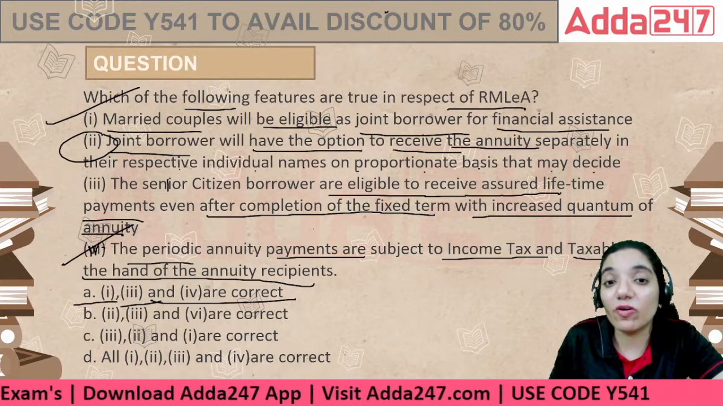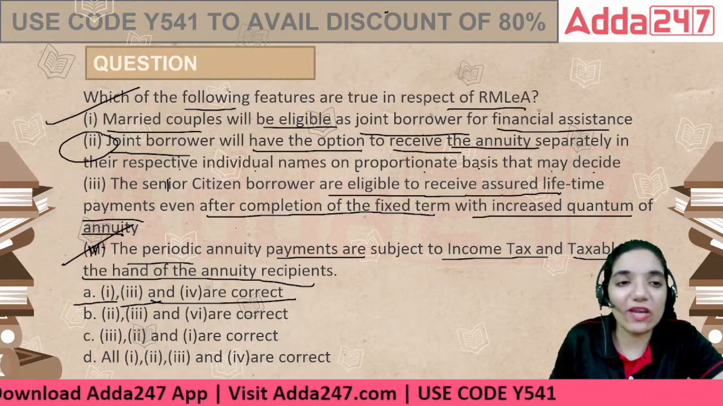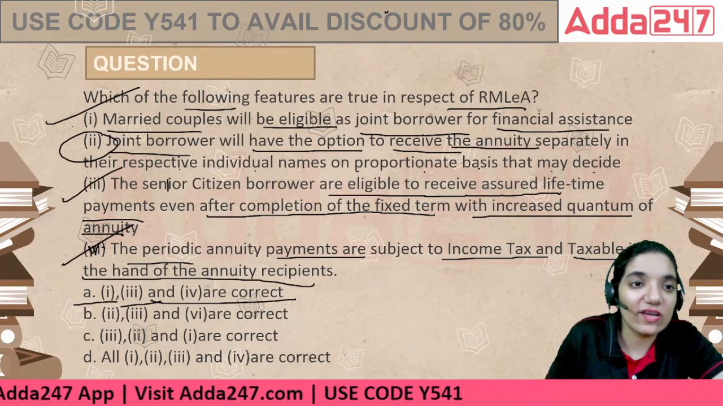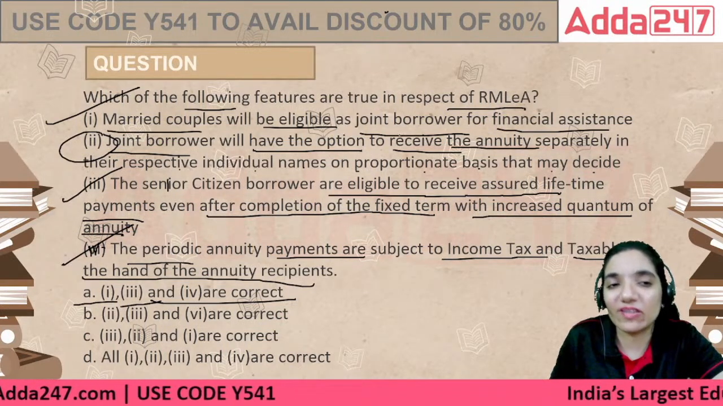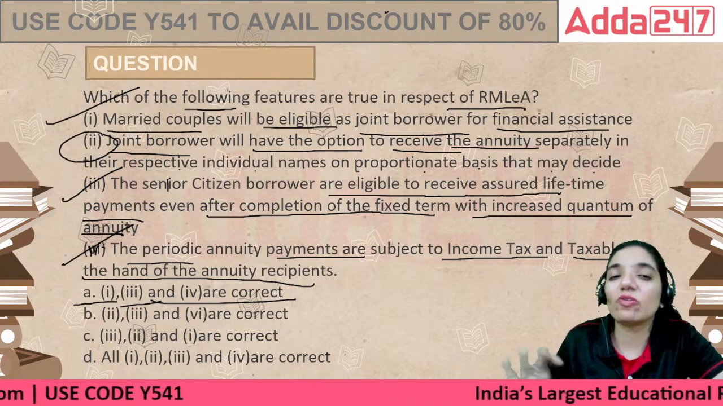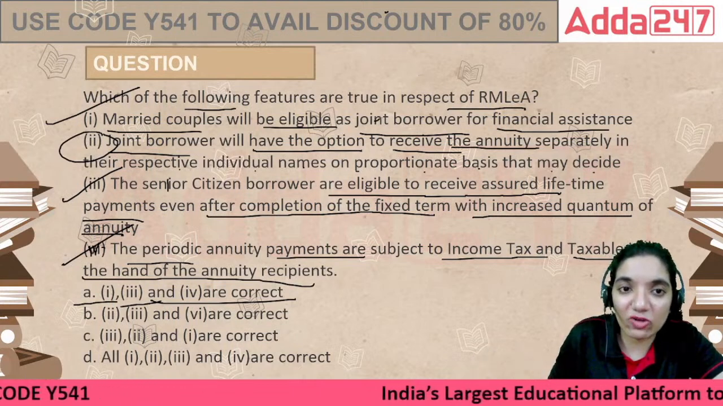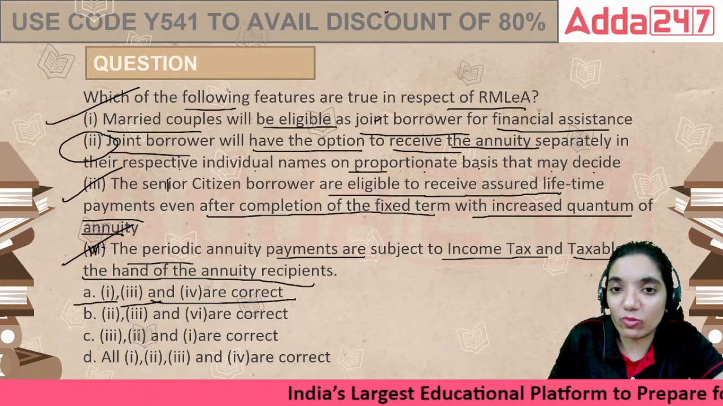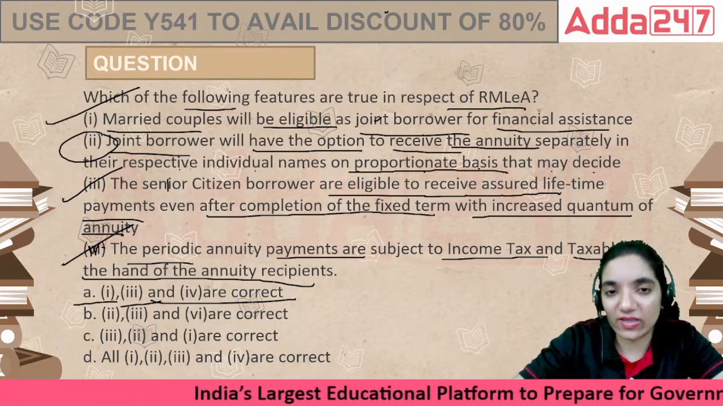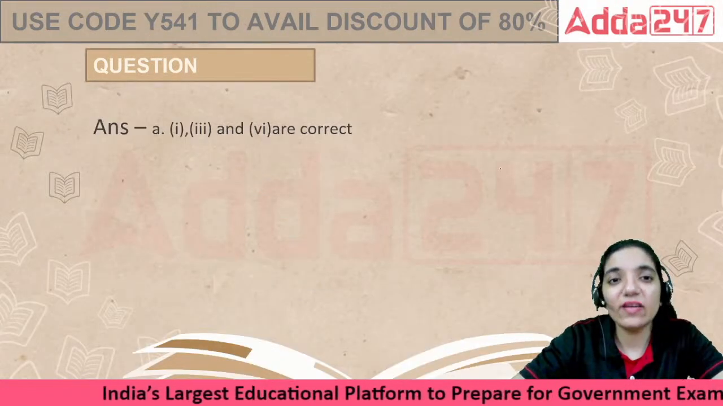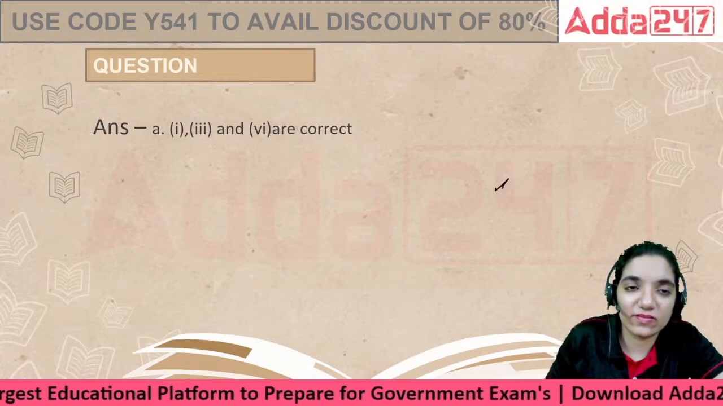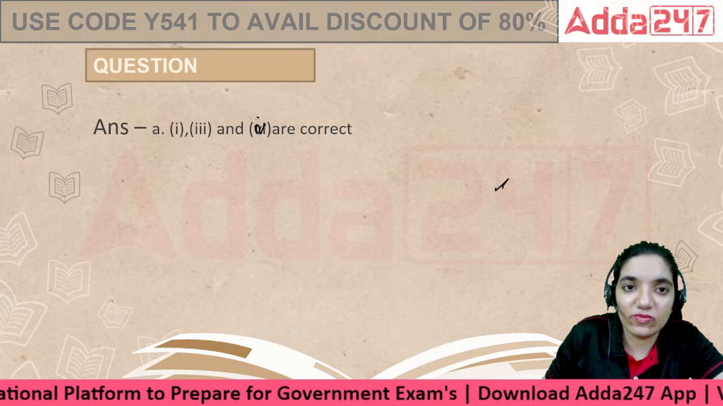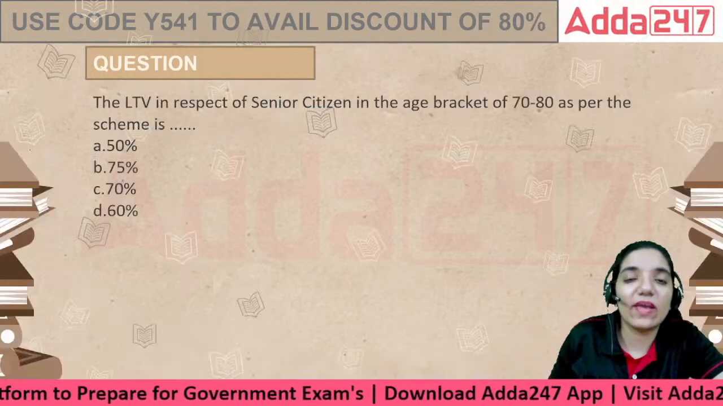Just the senior citizen borrower is eligible to receive it. A short life is also there. See, this is also there. 1, 3 and 4 is there. Joint borrower will have the option to receive annuity separately. That is not there. They won't receive it in their names or on any proportionate basis. This point is not there. Right? So 1, 3 and 4th are correct. This is 4th. Okay, here comes the next question.